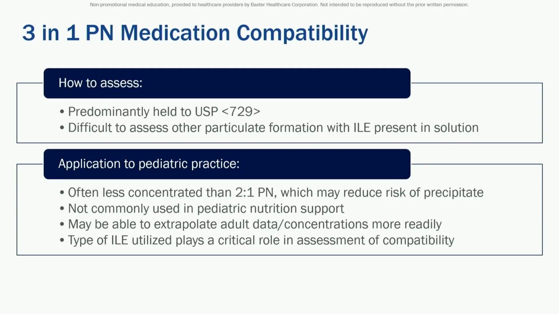When you're looking at 3-in-1 medication compatibility, so you're Y-siting it in with your 3-in-1 bag, you're held to the USP 729 standards, 5 microns and up, which is great. It's difficult to assess other particulate that's forming in that solution because the lipid emulsions are opaque. And the application to clinical practice is a little bit obscure. In pediatrics, we don't use as many 3-in-1s. It has more of a role in chronic PN, older patients, but they tend to be a little bit more dilute, which may be a boon for your compatibilities.